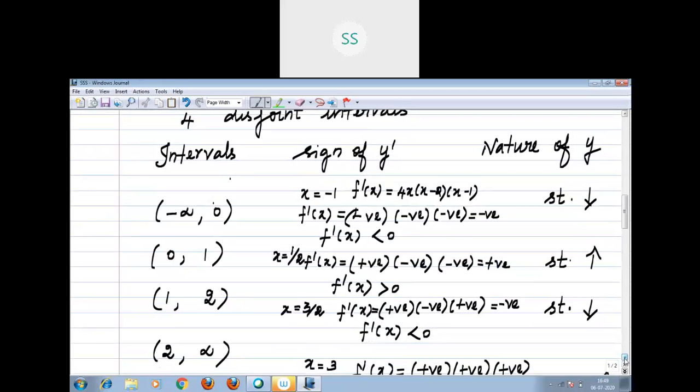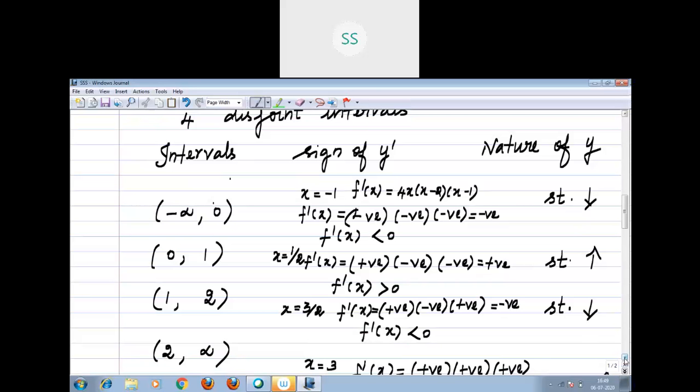For 1 comma 2, I assign the value x is equal to 3 by 2. Here also you arrive at a negative value, right? Because (x minus 2) is there. 3 by 2 is nothing but 1.5. 1.5 minus 2, so negative. The first and the third are positive, in between alone is negative. So you arrive at the result as negative. Derivative less than 0, strictly decreasing.